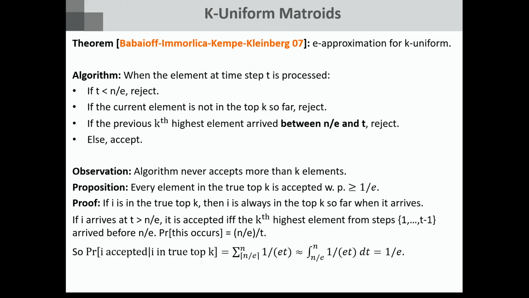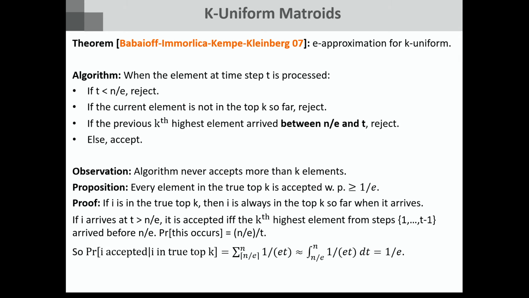Okay, so now this math is exactly the same math that we saw for the one uniform case. The probability that element i is accepted, conditioned on being in the true top k, sums over every index after n over e the probability that it arrives at this index, which is 1 over n, times n over e over t, the probability that it gets accepted, conditioned on arriving at that index. This is, again, approximated by this integral, and this integrates to exactly 1 over e.